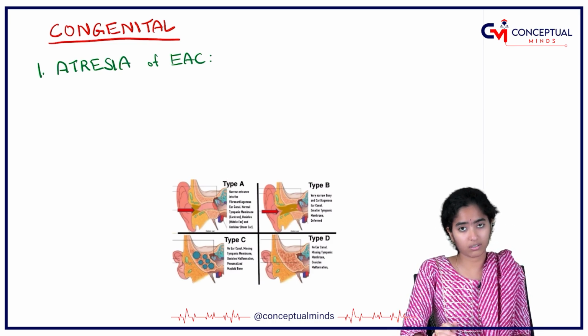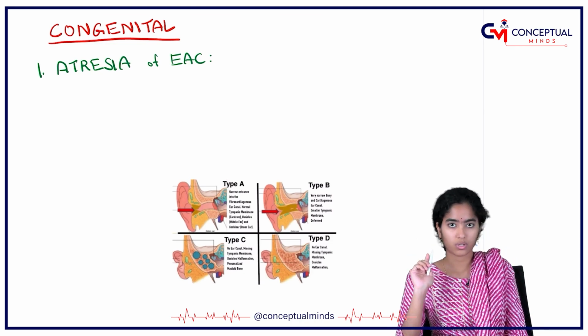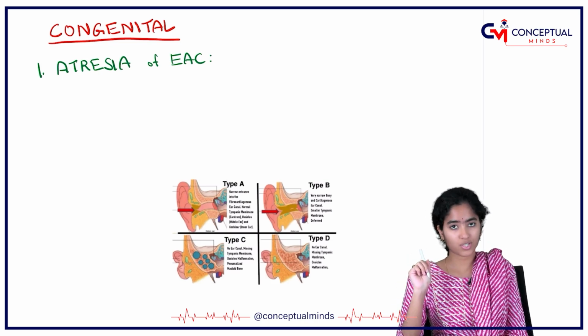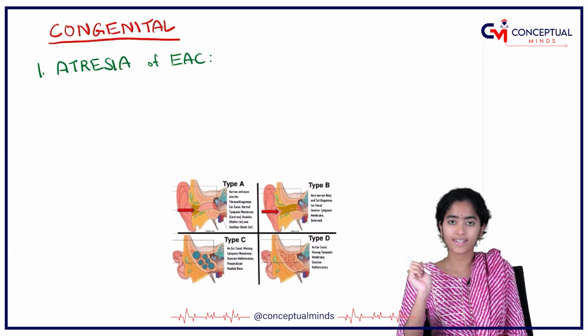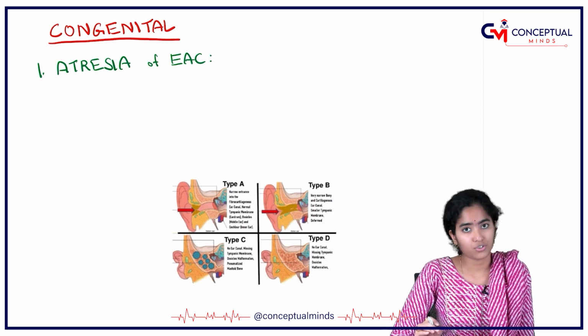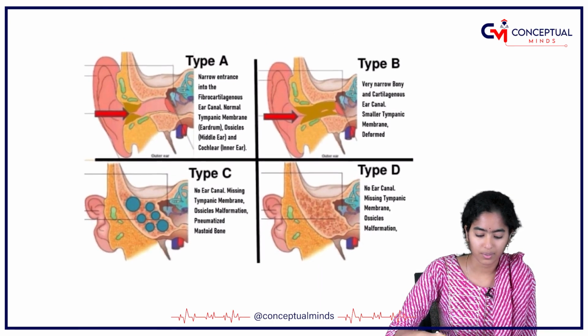Atresia of external auditory canal can be accompanied by some anomalies of the pinna also. It can occur alone, or it can occur along with some anomalies of pinna such as anotia or microtia. We have learned that these two conditions can occur together. In atresia there are 4 varieties. Let us look into them.